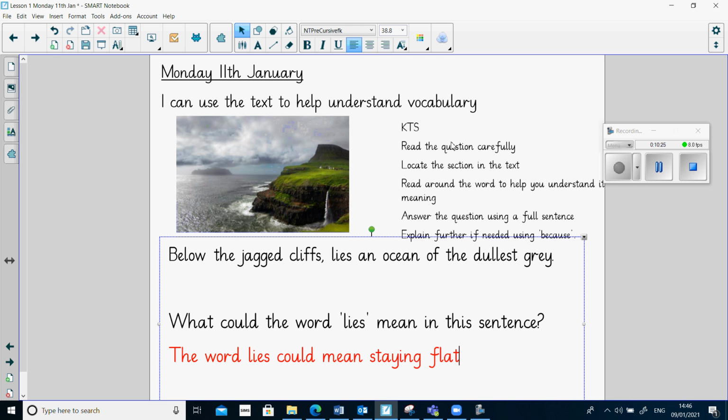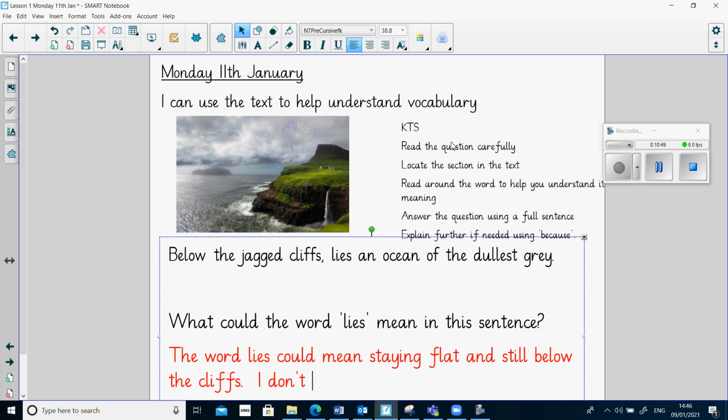I'm trying really hard, children, not to type heavily on my keyboard, as I know you've said all you can hear is tap, tap, tap like a dinosaur. So I'm listening to your advice and I'm trying really hard. The word lies could mean staying flat and still below the cliffs.